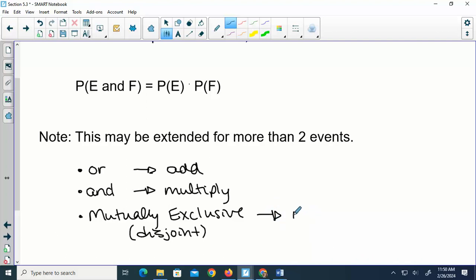And more specifically, if they are mutually exclusive, what's the probability of both occurring? 0. Mutually exclusive means it's impossible for both of them to happen at the same time. So this is kind of what we've learned so far. When we have an OR, all of our OR formulas told us we had to add. Today we're talking about AND, which tells us we need to multiply. The other thing we know is that mutually exclusive means they can't both happen. So let's look at some examples.